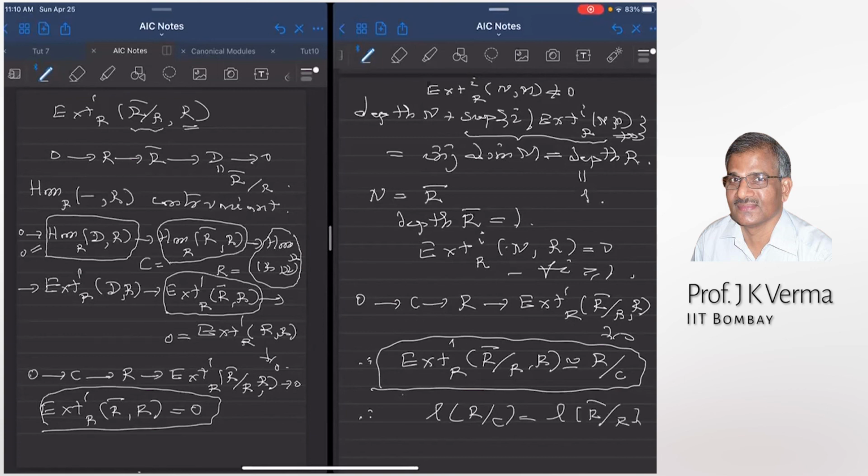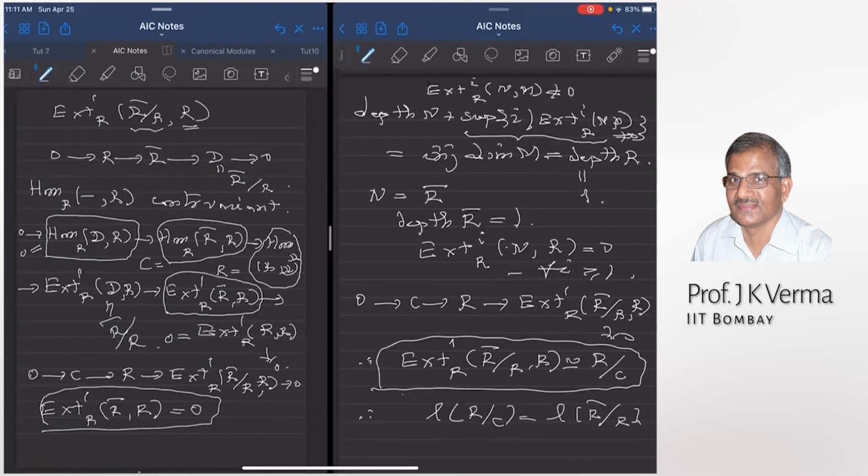How did you get this sequence? What happened to Ext^1(R, R)? Ext^1(R, R), yes, so you look at the sequence, there is Ext^1(R, R) in between. Just one moment. D is R bar over R. Okay. Right. So we are computing Ext^1(R, R). This Ext^1(R bar, R) is 0 by this formula about depth N plus supremum, right?